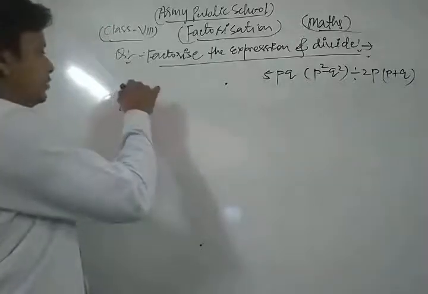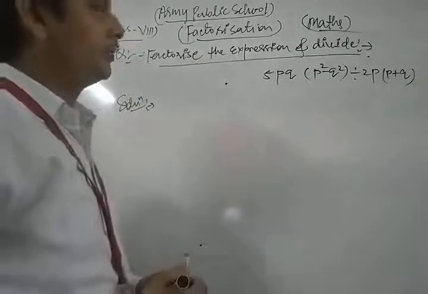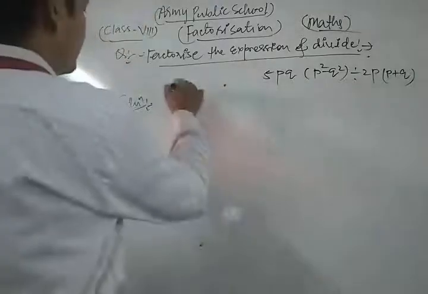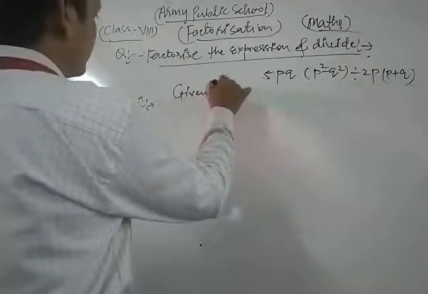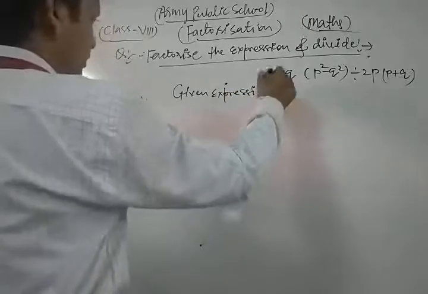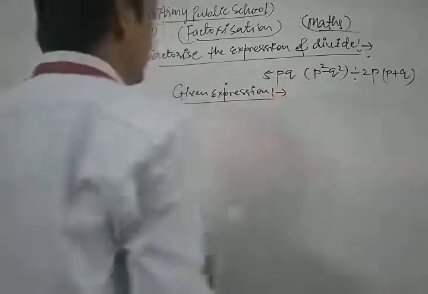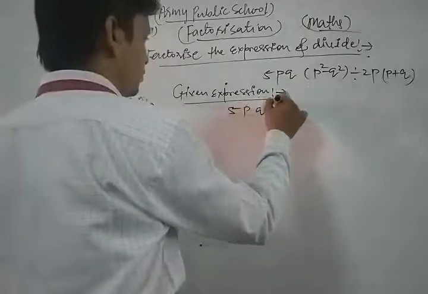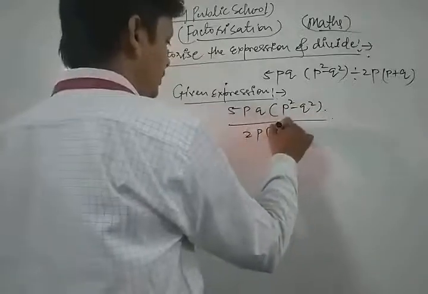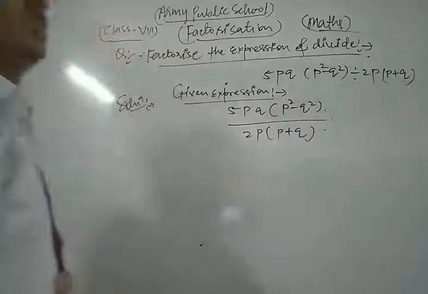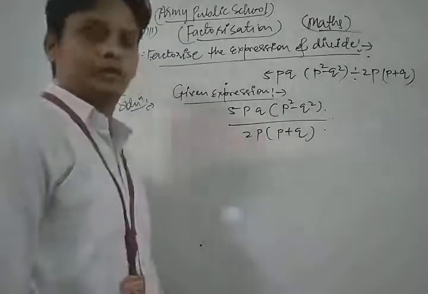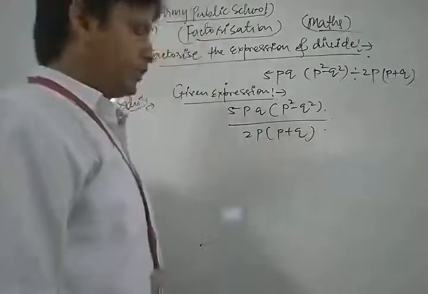Now let's see its solution. First of all, we write the given expression. This is 5p cube into p square minus q square, divided by 2p into p plus q.